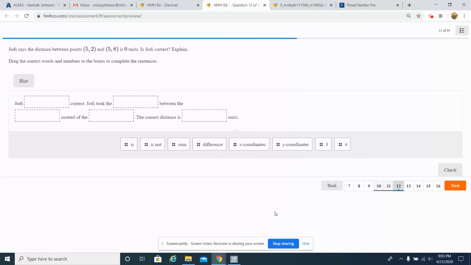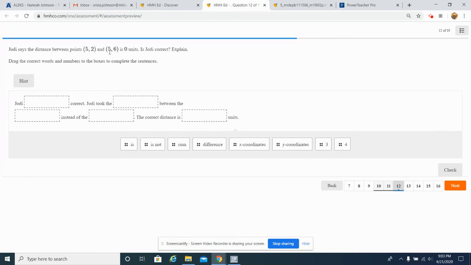Okay, so this one's a little tricky. So I'm going to do this one with you because it was a little tricky. There's another one that's pretty tricky too. Okay, so it says, Jody says the distance between points 5 and 2 and 5 and 6 is 0 units. Is Jody correct? Well, right now we know that our x-axis is the same.